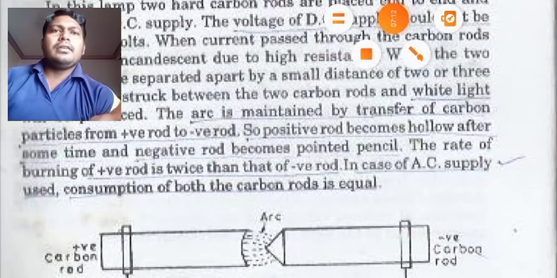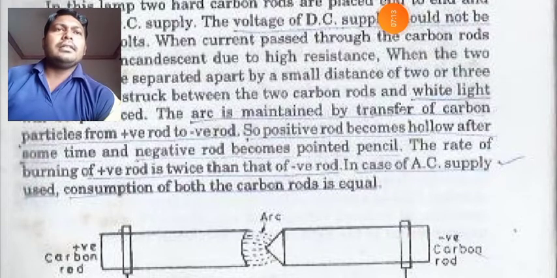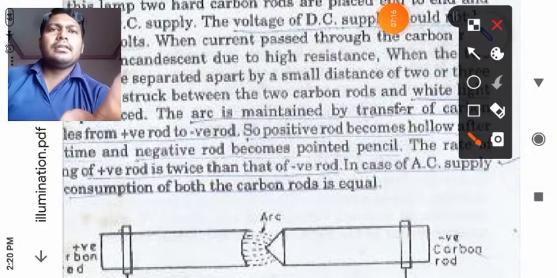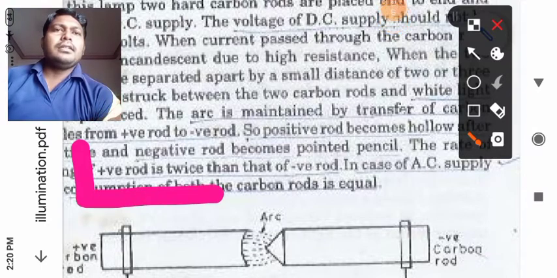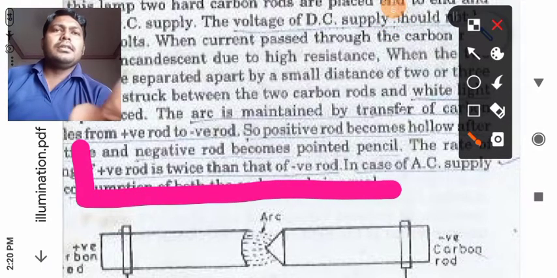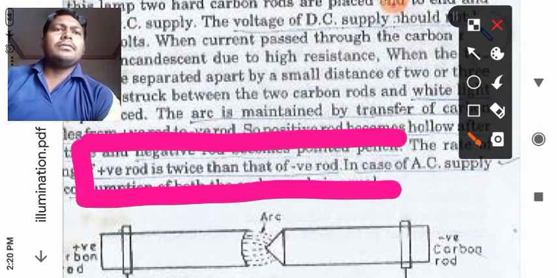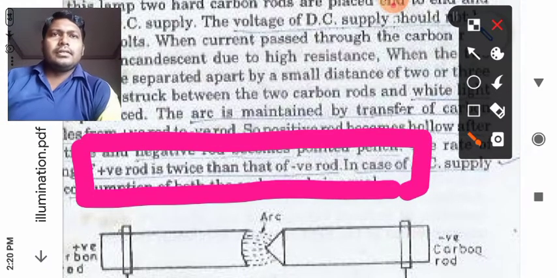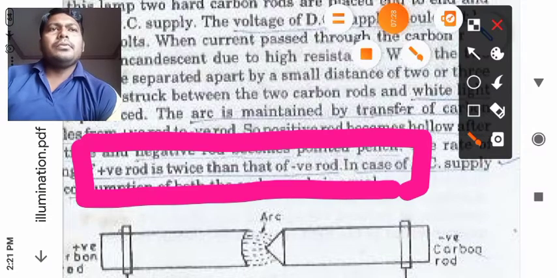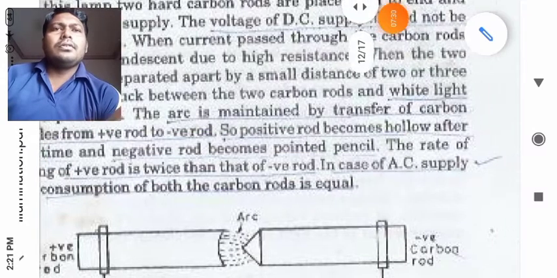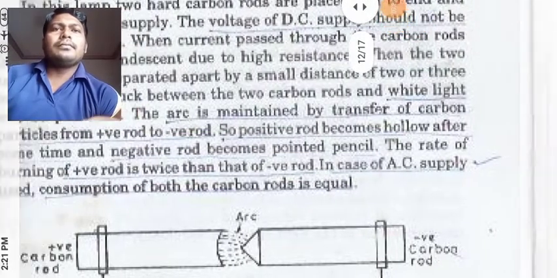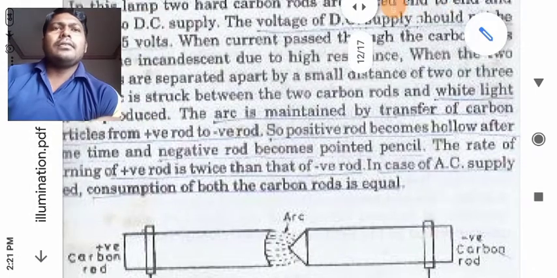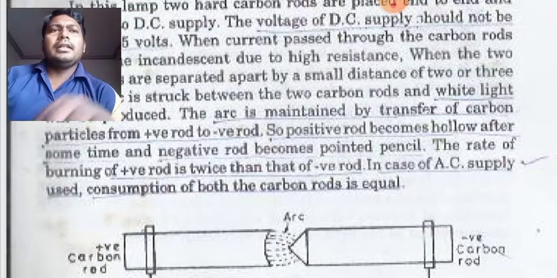What is this important thing? Let me highlight it first so that you can understand. The rate of decaying of the positive rod is twice that of the negative rod. So why is it important, let me tell you. Suppose you choose two electrodes. What are these two electrodes? One will be positive, the other will be negative.